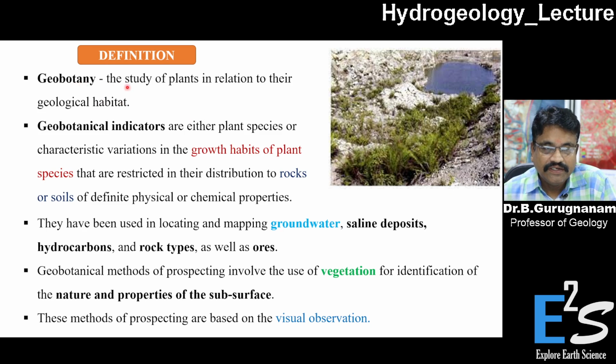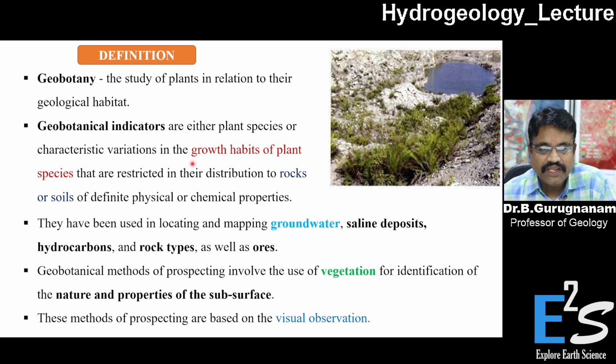Geobotany is nothing but the study of plants in relation to their geological habitat. Geobotanical indicators are either plant species or characteristic variations. Maybe with the help of plant species alone, we'll be able to identify sometimes the growth habit. If intensive vegetation is there, definitely there will be a good amount of groundwater in that area.